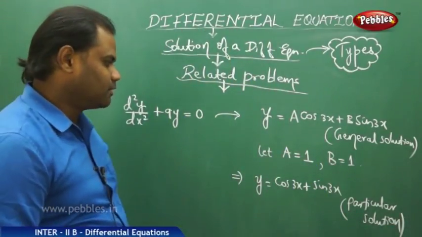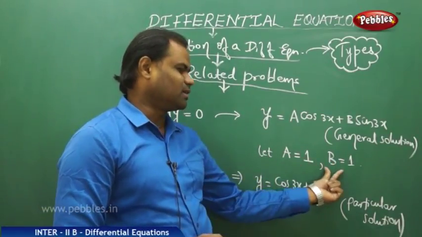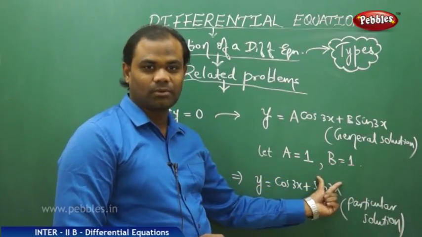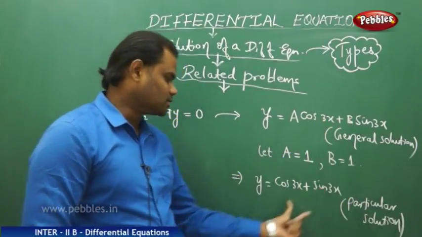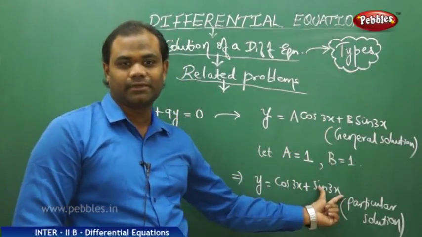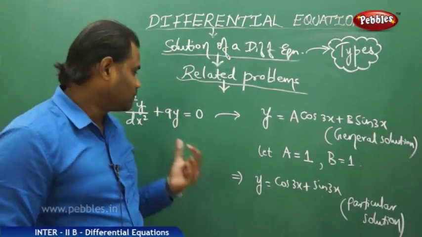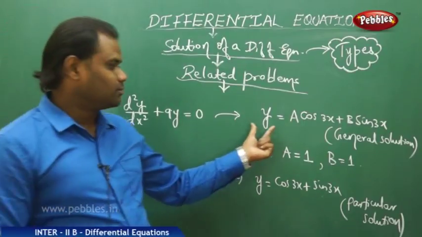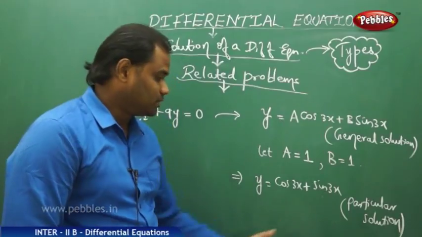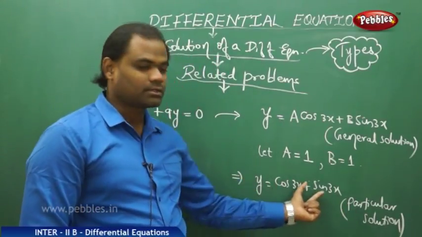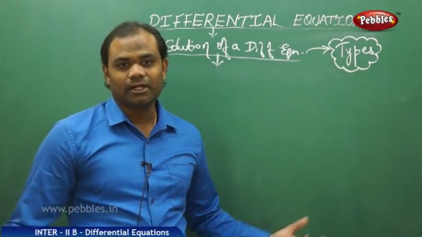That means we give particular values to the arbitrary constants, fixed at a equal to 1 and b equal to 1 for this example problem, and then the general solution with the substituted constants reduces to y equals cos 3x plus sin 3x. So for the differential equation d square y by dx square plus 9y equals 0, the general solution is y equals a cos 3x plus b sin 3x, and the particular solution is y equals cos 3x plus sin 3x. Next is the learning outcome.